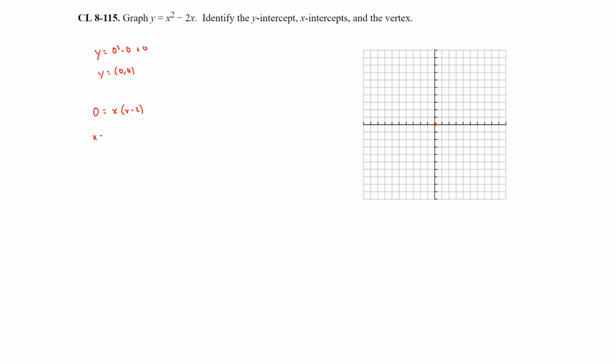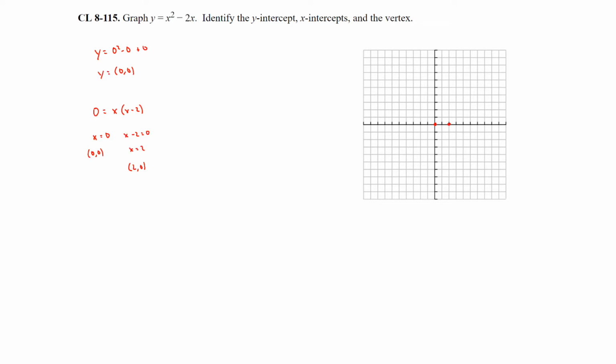And so I can see that one of my factors is going to be x equals 0, and the other one, x minus 2, will equal 0. So there's the x equals 0. That gives you your x-intercept at 0, 0. And then when I add 2, I get my x-intercept at 2, 0.